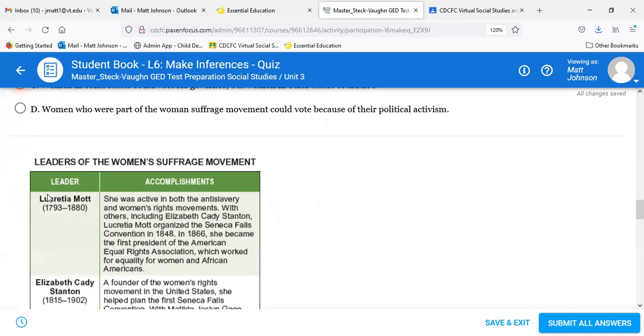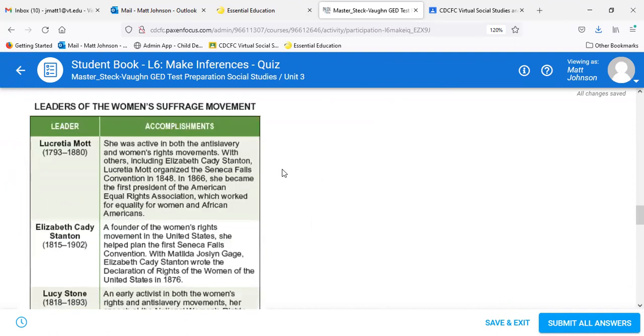And then we have a little graphic here talking about leaders of the women's suffrage movement. On our left-hand column, we have the leader, the individual, and the dates they lived, and their accomplishments on the right. First off, we have Lucretia Mott, who lived from 1793 to 1880. She was active in both the anti-slavery and women's rights movements. Elizabeth Cady Stanton and Lucretia Mott organized the Seneca Falls Convention in 1848.